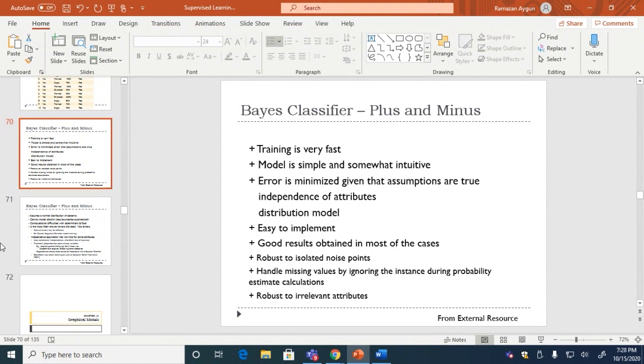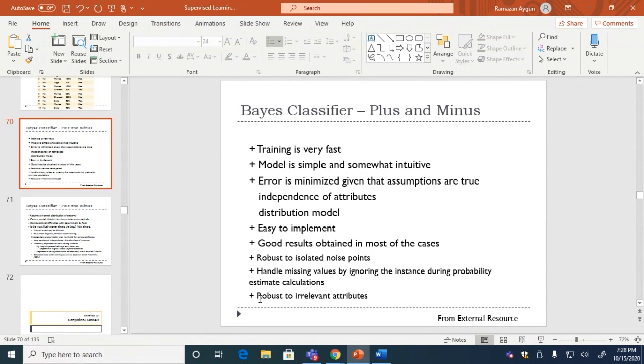Easy to implement, good results obtained in many cases, robust to noise. If you have noise, what's going to happen? It's an incorrect value. It's just going to have a minor effect on the probability. That's it. It's an incorrect value, it doesn't matter. So let's say it's labeled incorrectly. It's just one data point. It's not going to have a significant impact.